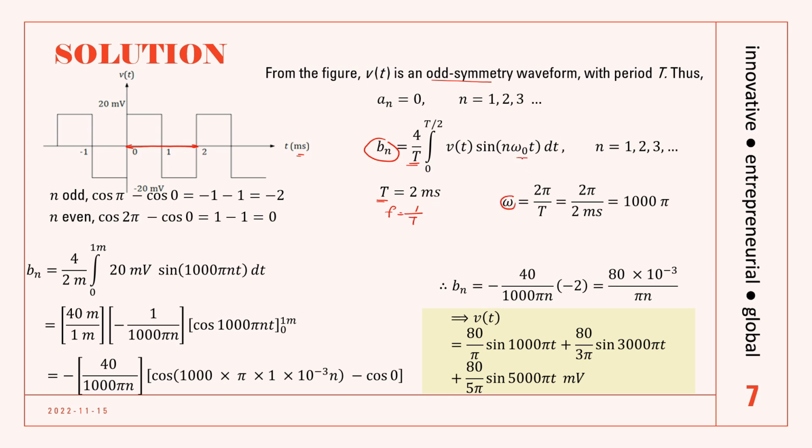We need to determine the omega, and we know the omega is equal to 2 pi F naught. It can be converted into 2 pi over T naught, because your F naught is equal to 1 over T. So once you determine the value of your period T, you can straight away get the value of your omega. Once you have the value of your omega, you can solve this particular integration.